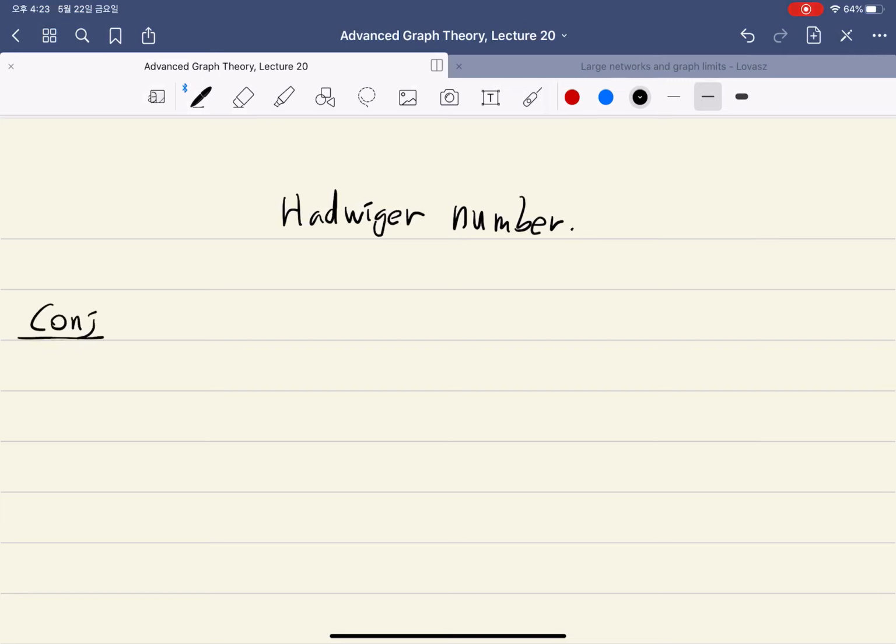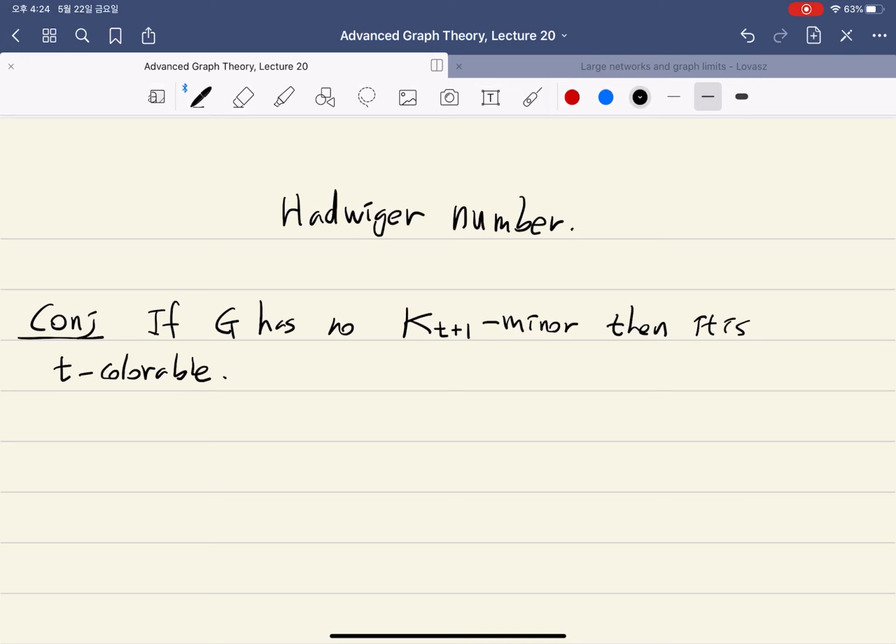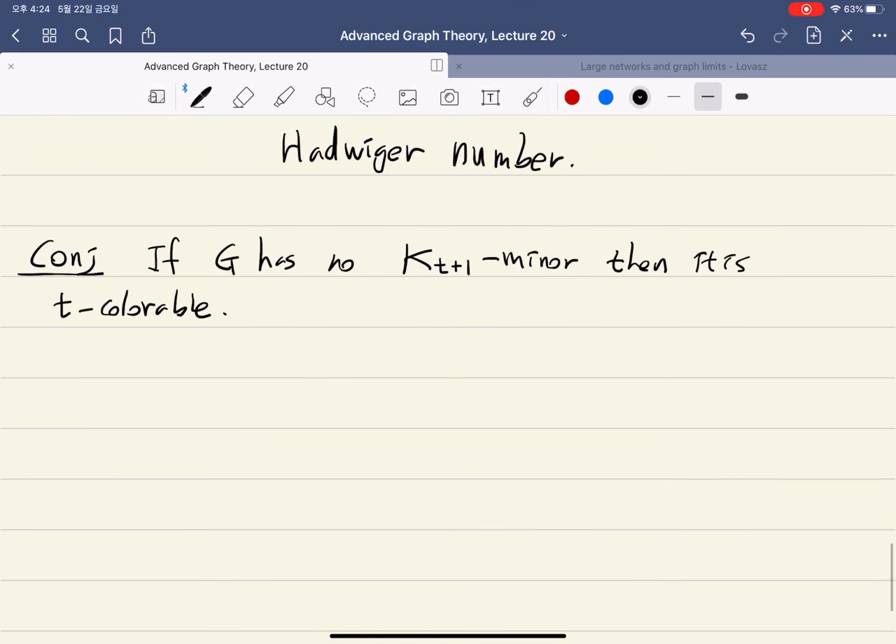is stronger than the four-color theorem. It says that if G has no K_{t+1} minor, then it is t-colorable. And you can rephrase it: if you are not t-colorable, then G has a K_{t+1} minor.